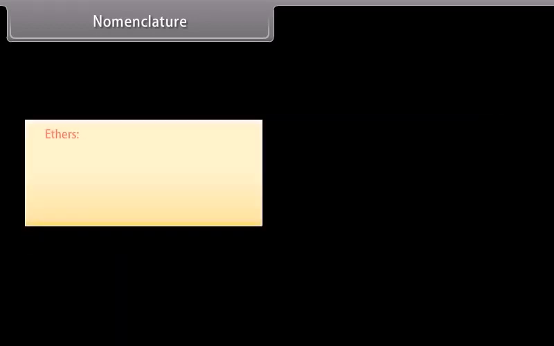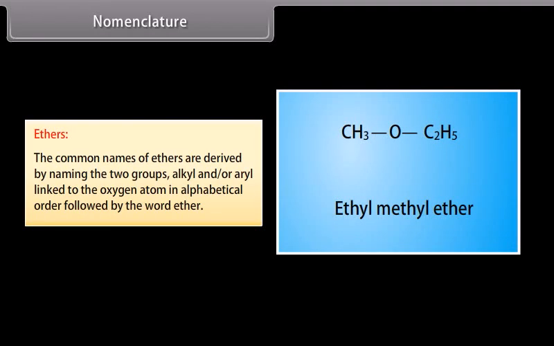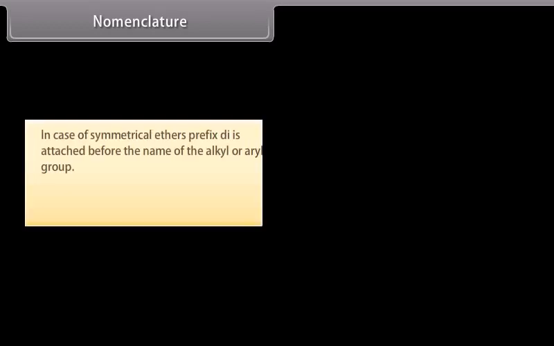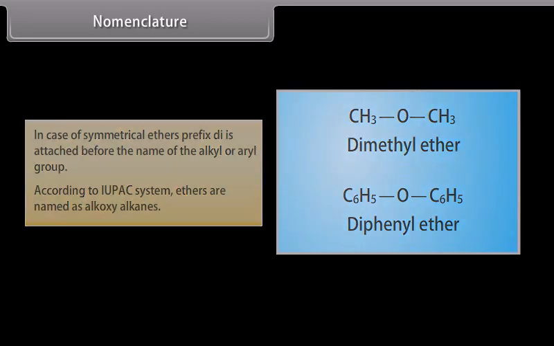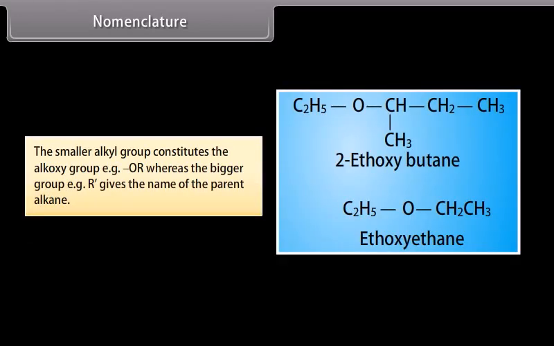Nomenclature. Ethers. The common names of ethers are derived by naming the two groups, alkyl and or aryl, linked to the oxygen atom in alphabetical order followed by the word ether. In case of symmetrical ethers, prefix di is attached before the name of the alkyl or aryl group. According to IUPAC system, ethers are named as alkoxy alkanes. The smaller alkyl group constitutes the alkoxy group, for example, OR, whereas the bigger group, for example R', gives the name of the parent alkane.